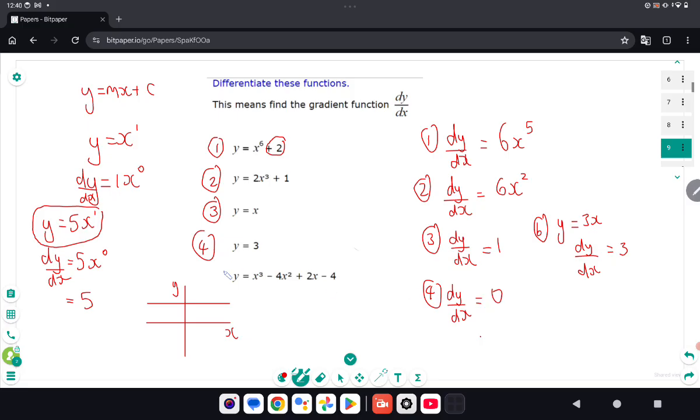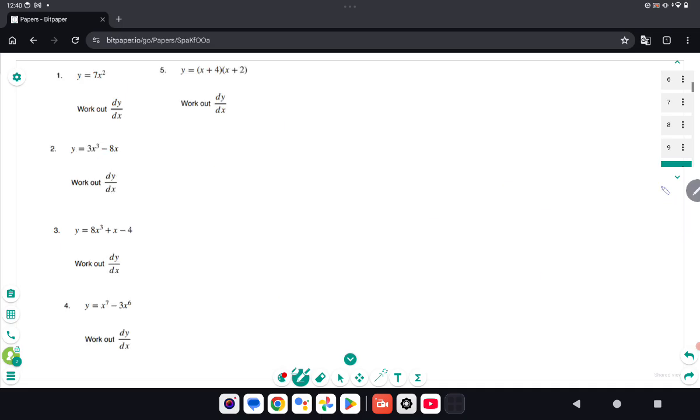And for number 5 here, if we differentiated this function, we would get 3x squared minus 8x plus 2. Okay, so have a go at these 5 questions yourself, and pause the video, then unpause when you're finished.